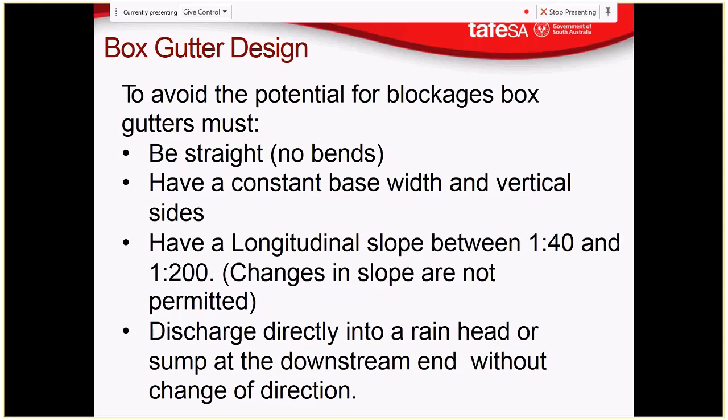Discharge directly into a rain head or sump at the downstream end without change of direction. So mid-span in box gutters, you can have outlets going into rain heads, but at the end of the box gutter, it has to go straight out the end. You can't have the end of the box gutter and then off into a rain head. Does that make sense? No? I'll draw that diagrammatically.